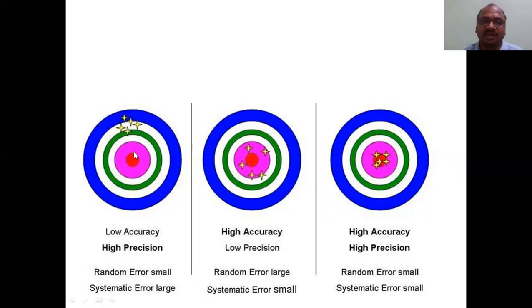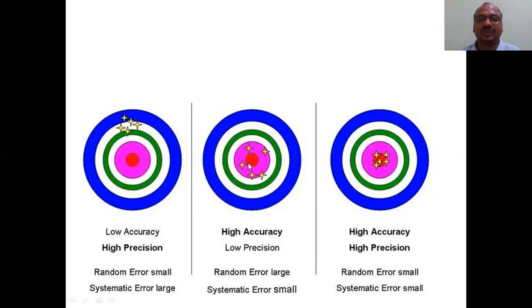Keep in your mind, all the five shots are close to each other. Observe the 5 shots here, close to each other, but not close to the target. So you call this high precision but low accuracy. Precision is high, all 5 values very close together, but accuracy is not there, only precision is there.